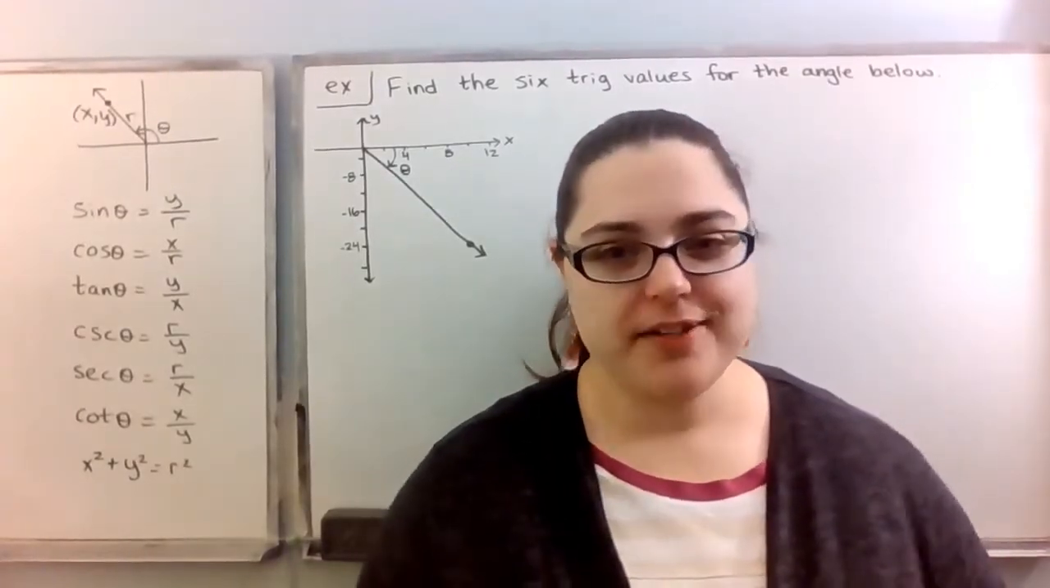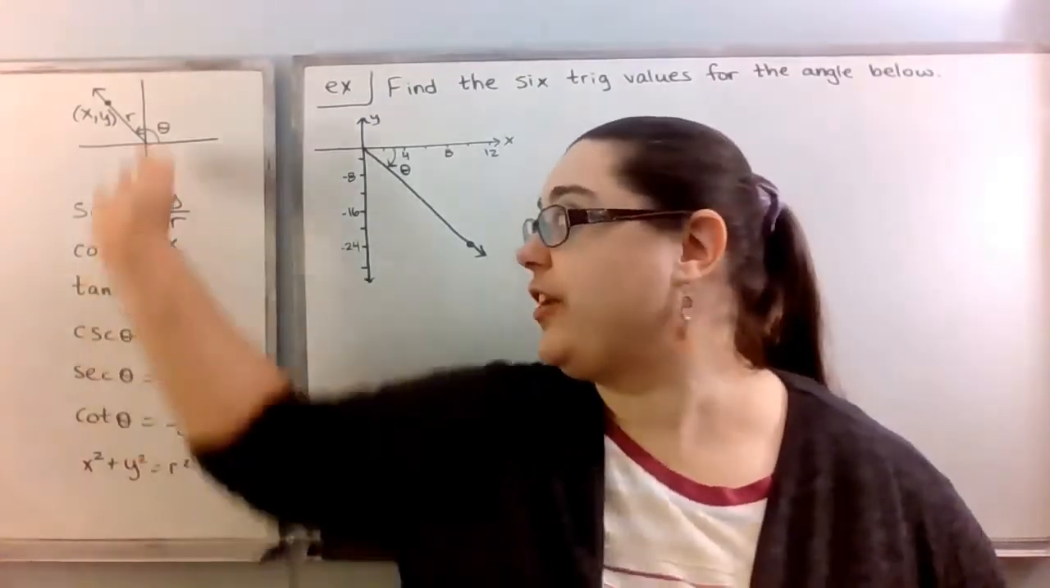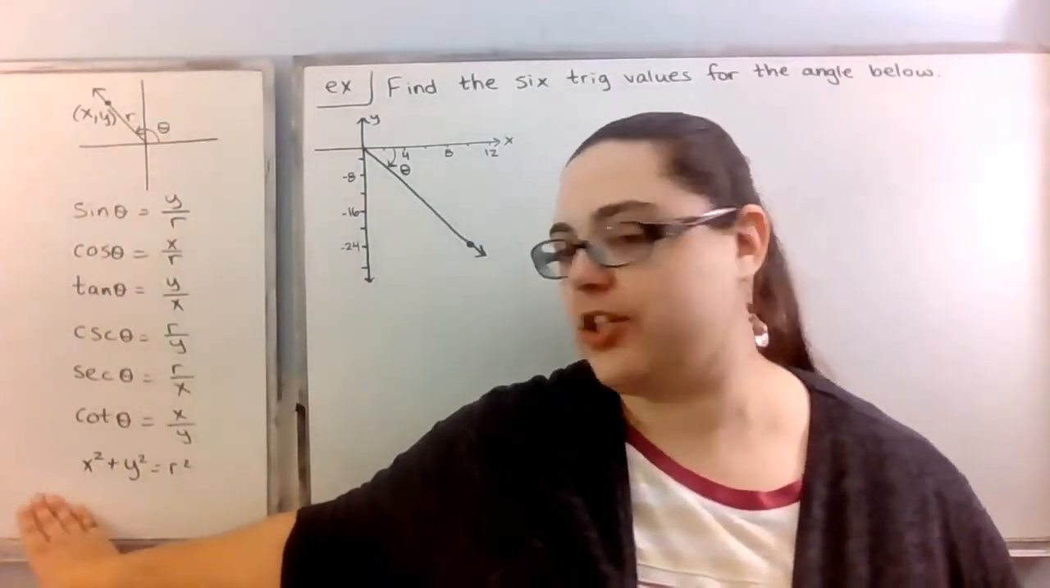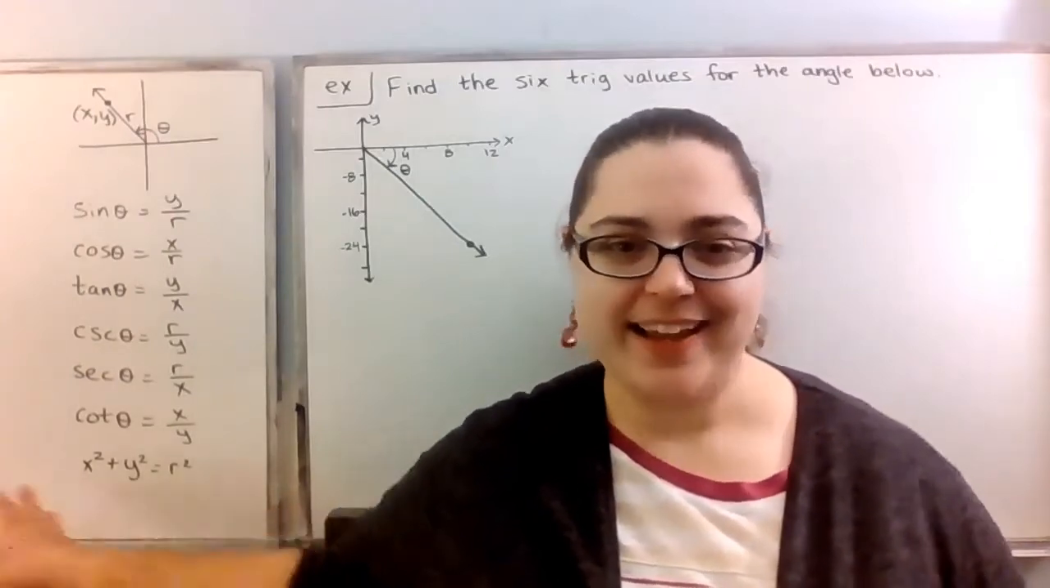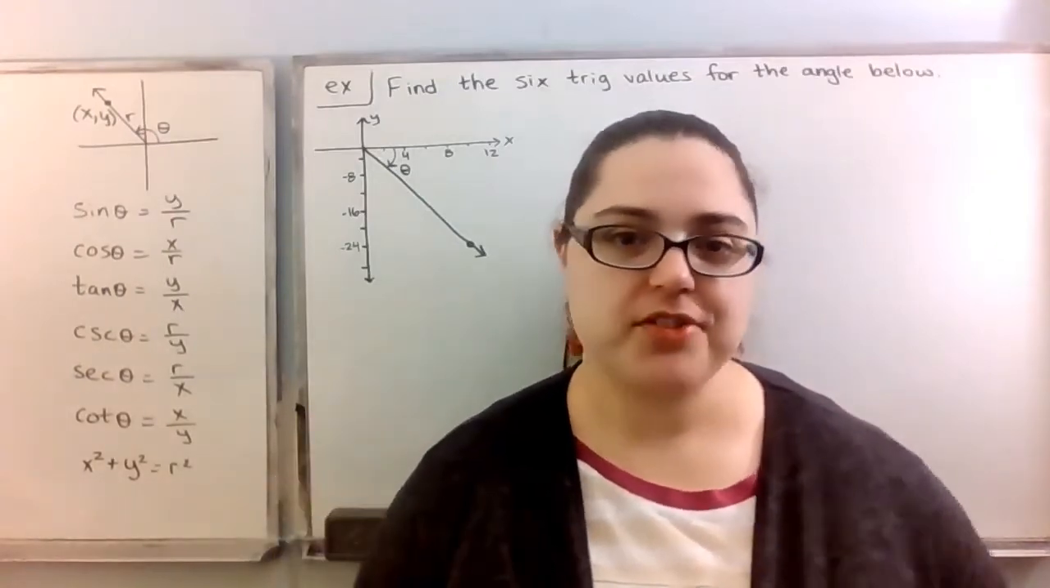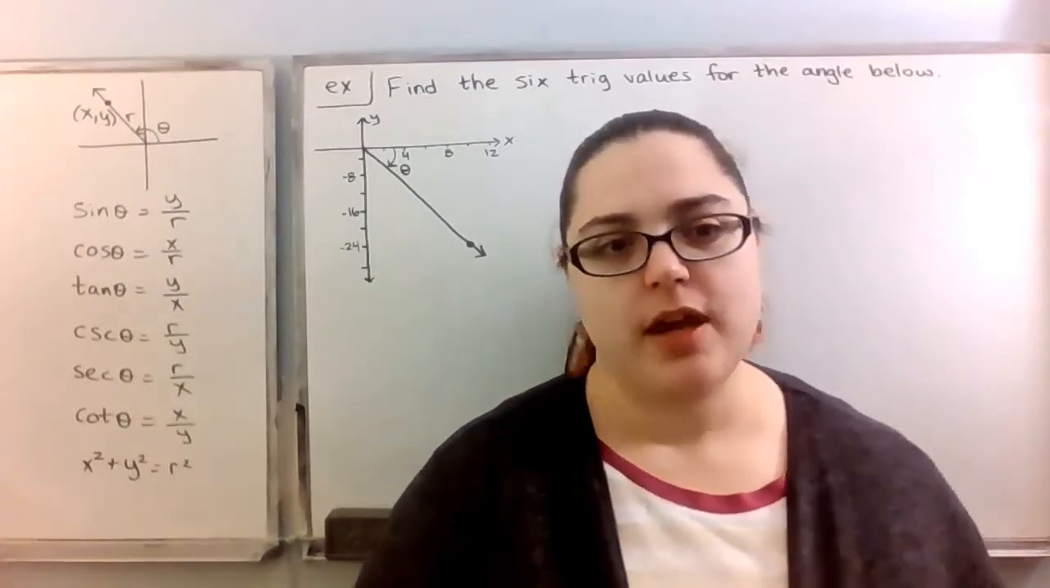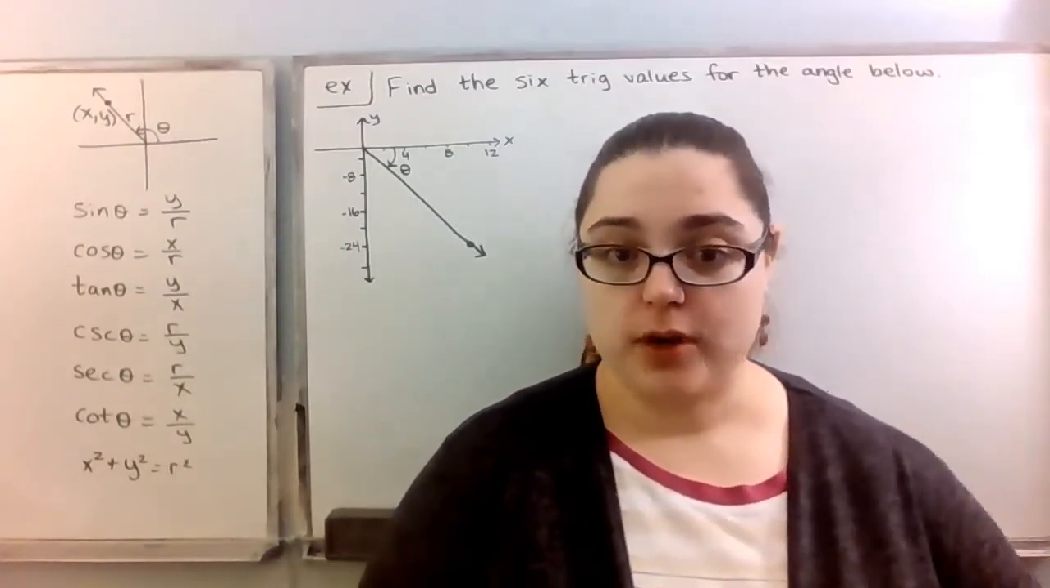Alrighty, so I've summarized our trig definitions over here on the side, and I've made sure to write down this relationship from the Pythagorean theorem, x squared plus y squared is r squared. And here's the example that we're going to be looking at. We're going to find the 6 trig values for the angle that's been drawn.